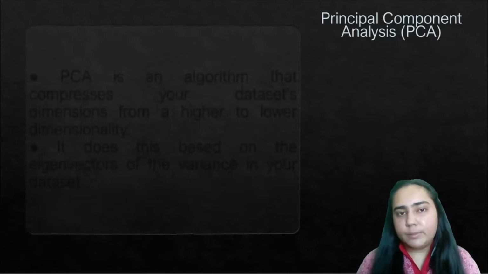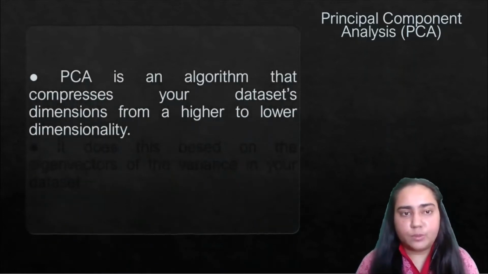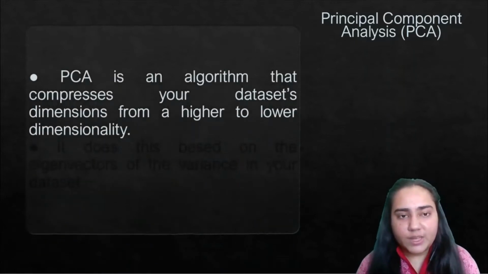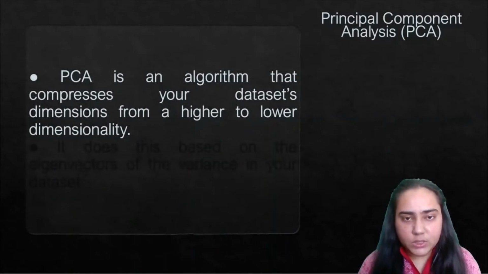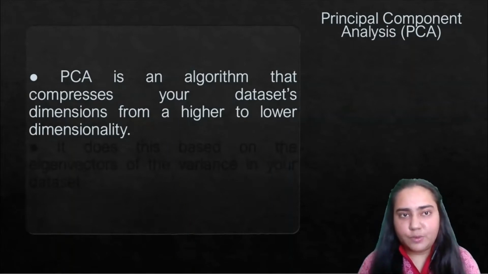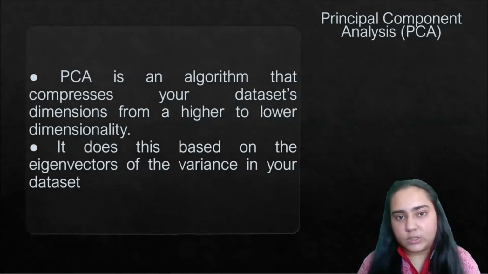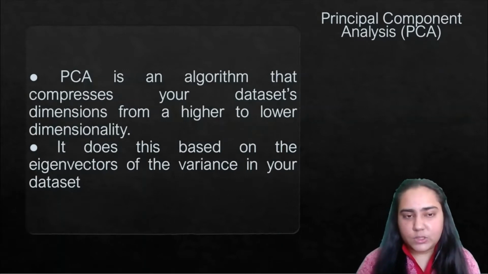Now, what is PCA, which is Principal Component Analysis, and is used in performing dimension reduction? PCA is an algorithm that compresses your data set's dimensions from a higher to lower dimensionality. So if you have 10 dimensions, you can reduce the dimensions and make it 7 by using principal component analysis. And it does all this based on the eigenvectors of the variance in your dataset. And I'm going to explain these eigenvectors to you in a little while.